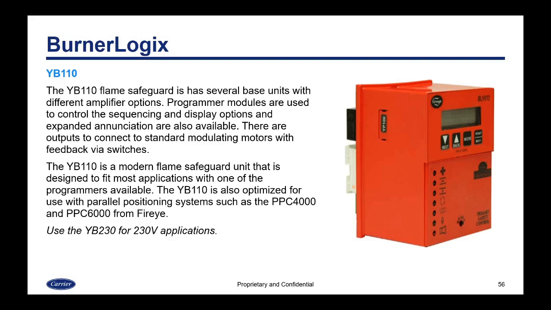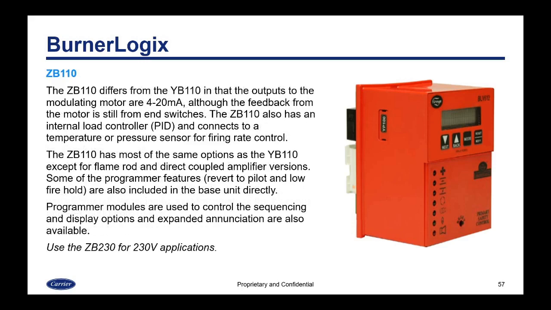applications. We also have the BurnerLogix ZB110, and it differs from the YB110 in that the outputs to the modulating motor are 4 to 20 milliamps, although the feedback from the motor is still from the end switches. The ZB110 also has an internal load controller, a PID controller, that connects to a temperature or pressure sensor directly for firing rate control. So you don't need to have an external load controller or modulating control.